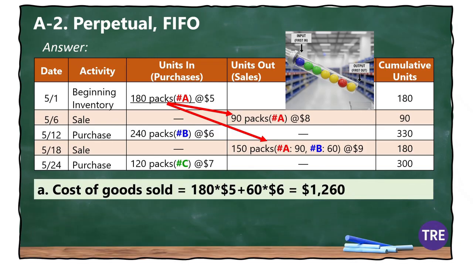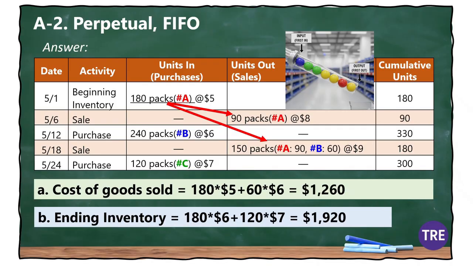The cost of goods sold is therefore 180 at $5 and 60 at $6, totaling $1,260. What remains, 180 units from B and 120 from C, forms the ending inventory, valued at $1,920. FIFO generally produces lower COGS and higher profit when prices are rising.